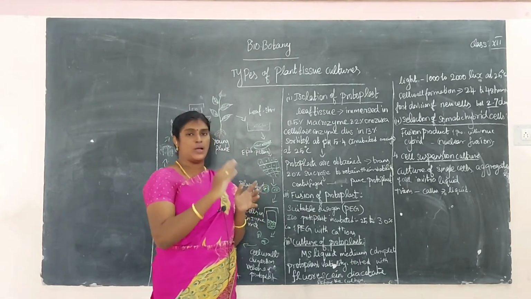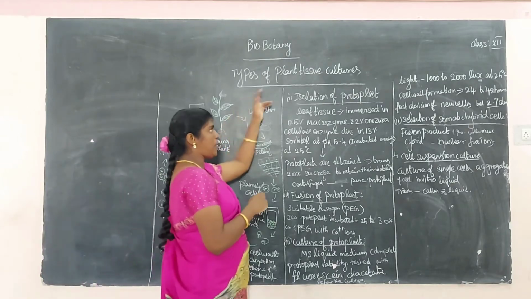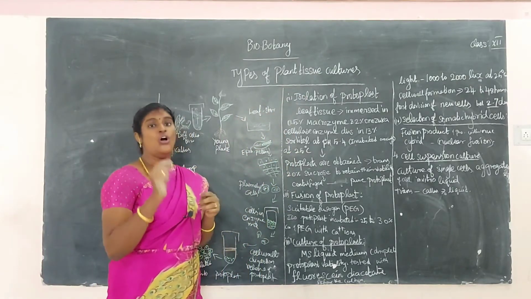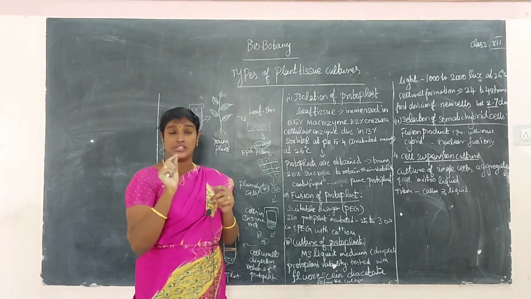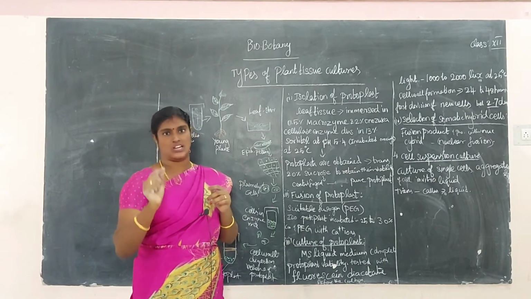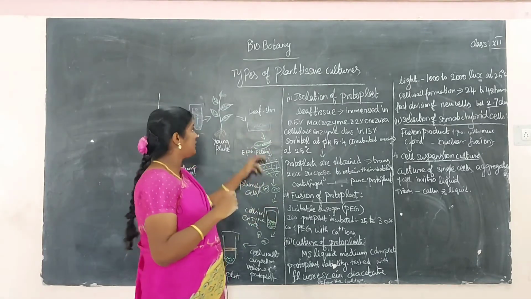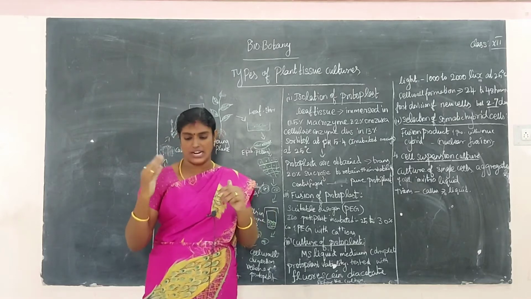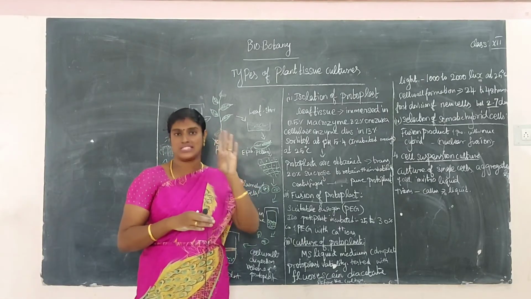Today we are going to see the remaining part of the lesson, types of plant tissue culture. Already you know what plant tissue culture is: growing plant protoplasm, cells, tissues or any other organs. The type of plant tissue culture is based on the explant. It can be divided into four categories, based on the explant.